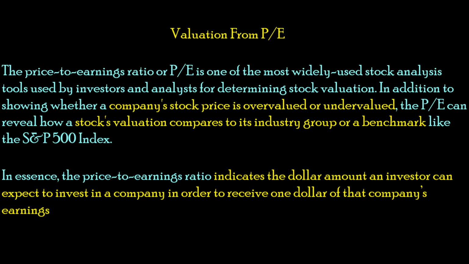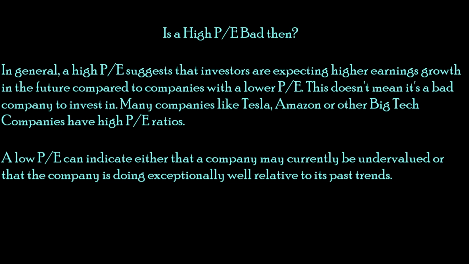This is why the PE is sometimes referred to as a price multiple, because it shows how much investors are willing to pay per dollar of earnings. If the company was currently trading at a PE of 20, the interpretation is that an investor is willing to pay $20 per $1 of current earnings. In general, a high PE suggests that investors are expecting higher earnings growth in the future compared to companies with a lower PE. Let's look at Tesla's forward PE, for example. It has a forward PE of 243. Now, this means that investors are hoping for immense growth in the future.